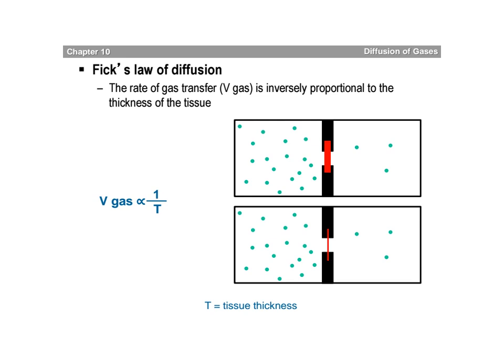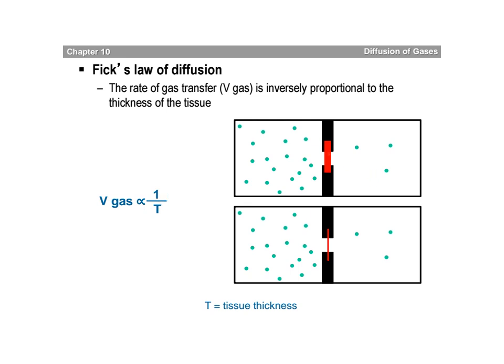According to Fick's law of diffusion, the rate of gas transfer, V gas, is inversely proportional to the thickness of the tissue or the thickness of the membrane. So in this case, we have a membrane. It has a certain thickness. Everything is the same, except now the membrane is thinner. So if the membrane is thinner, that means that V gas will now be faster. There'll be a higher rate because we're now dividing by a smaller number. If we went in the opposite direction, if we made the membrane thicker, then that would decrease the V gas.